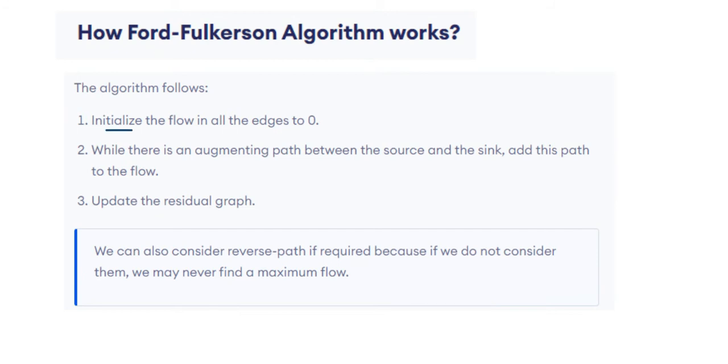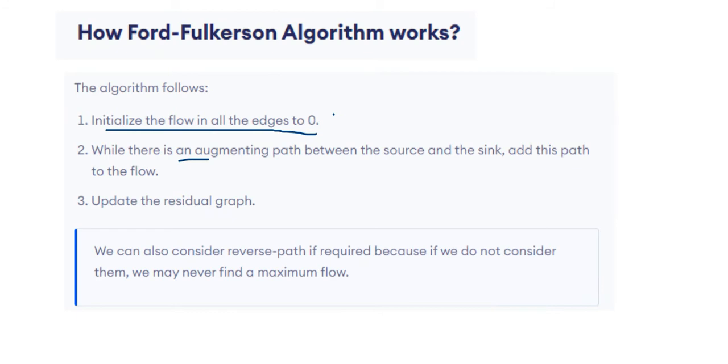So let's see how the Ford-Fulkerson algorithm works. The algorithm follows three steps. First, initialize the flow in all the edges to 0. The first initial edge and the other edges initially will be 0.